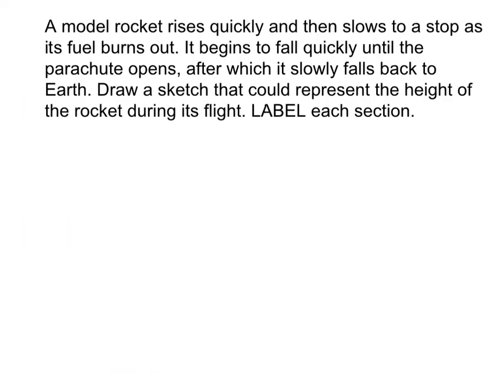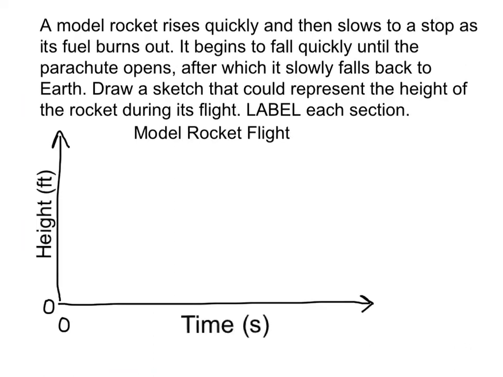So let's first draw our 2 axes. So we have time, which we're going to say in seconds, because we wouldn't want to do hours or minutes, because we're talking about a rocket in air, and then height in feet. So let's start graphing what's happening here. It says a model rocket rises quickly. So we can start off rising quickly. And then it slows to a stop. So right here the height stops because it doesn't go up anymore.